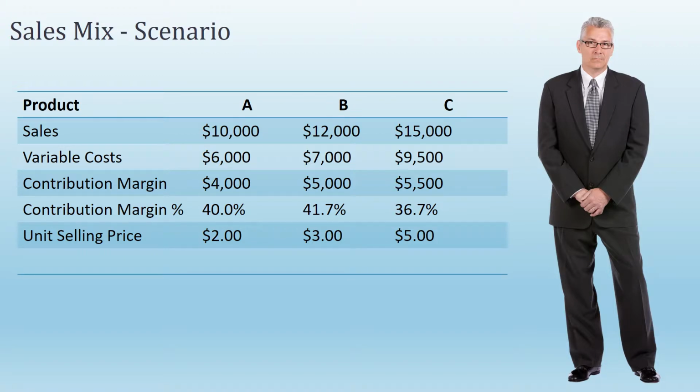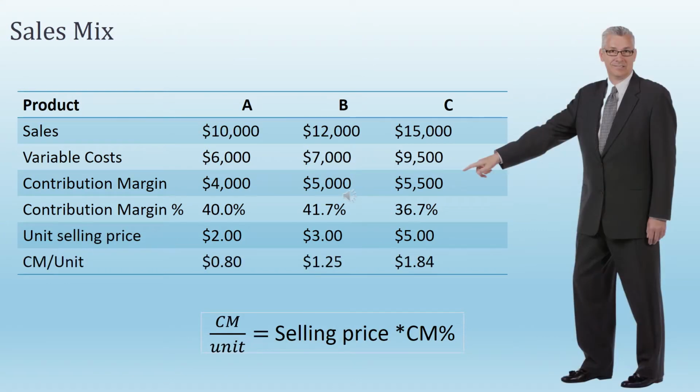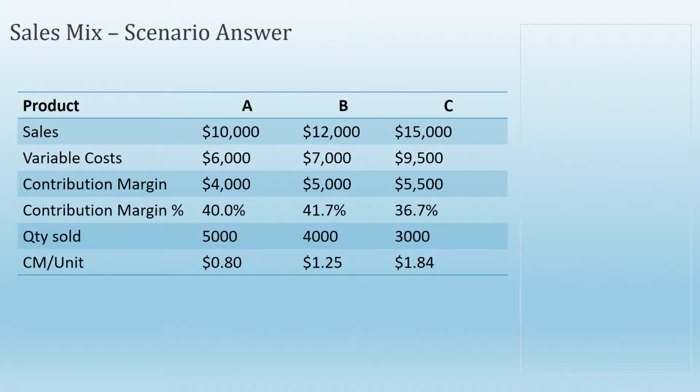So we added the unit selling price for each of the products to the table. Product A is $2, the selling price of product B is $3, and the price per unit of product C is $5. With this, we now calculate the contribution margin per unit, which is the selling price times the contribution margin percent. This makes the contribution margin per unit A at 80 cents, for product B $1.25, and for product C $1.84. So now we're able to answer our sales mix question.